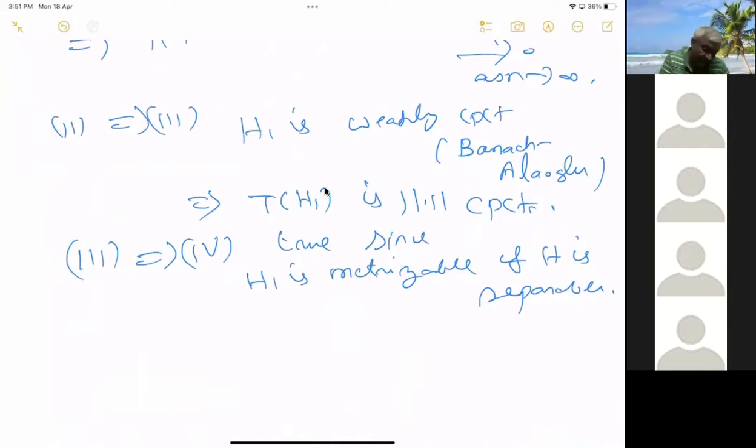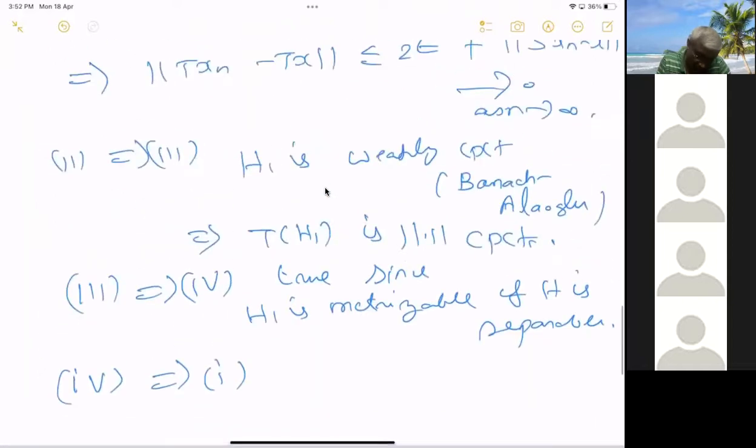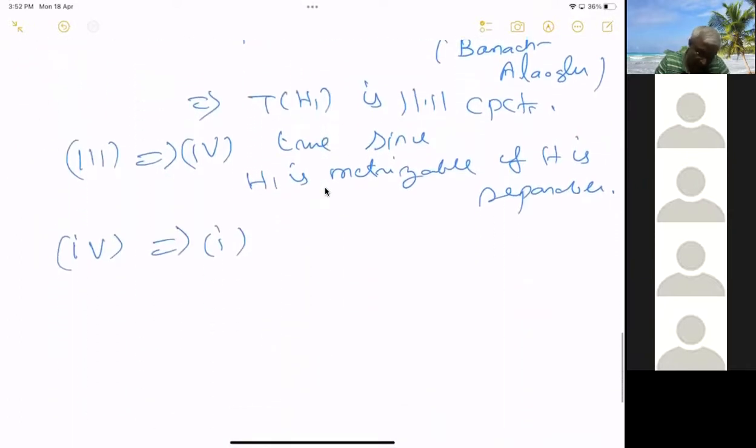Now we want to prove 4 implies 1. So what does 4 say? For every sequence in the unit ball, there is a subsequence such that T of that subsequence converges in norm. Okay. From that, assuming that, we want to prove that T is compact, that is, it is a limit of finite rank operators.